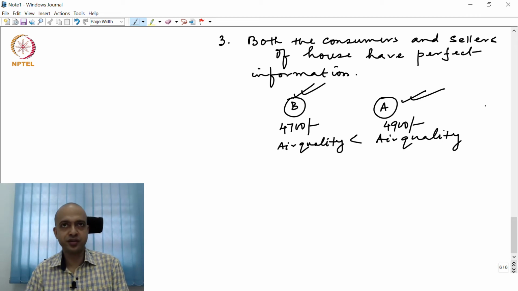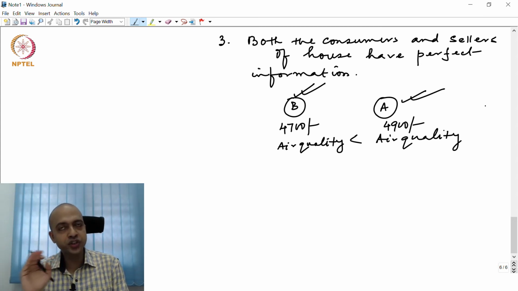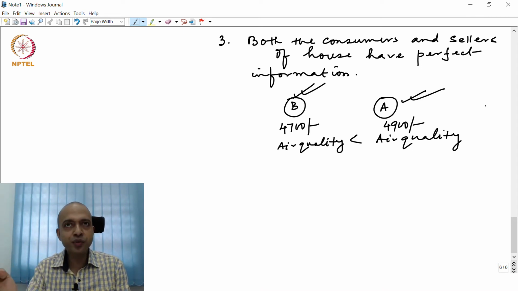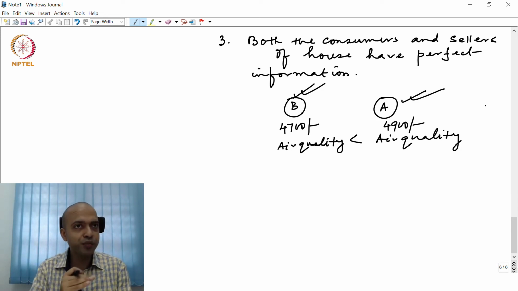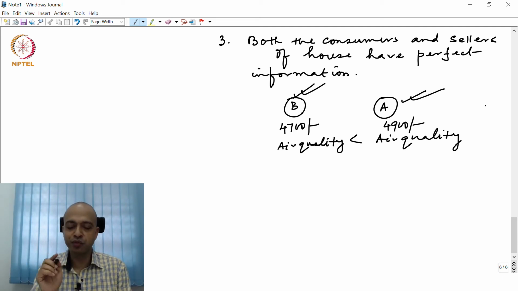So information matters, right? In hedonic pricing, we assume that information is perfect for both the sellers and the buyers. That is why, when I am paying an extra premium or when I am not paying an extra premium, I know with perfect information which types of houses are available in which location. But that is not the case in reality. So that is another big limitation of the hedonic pricing method.